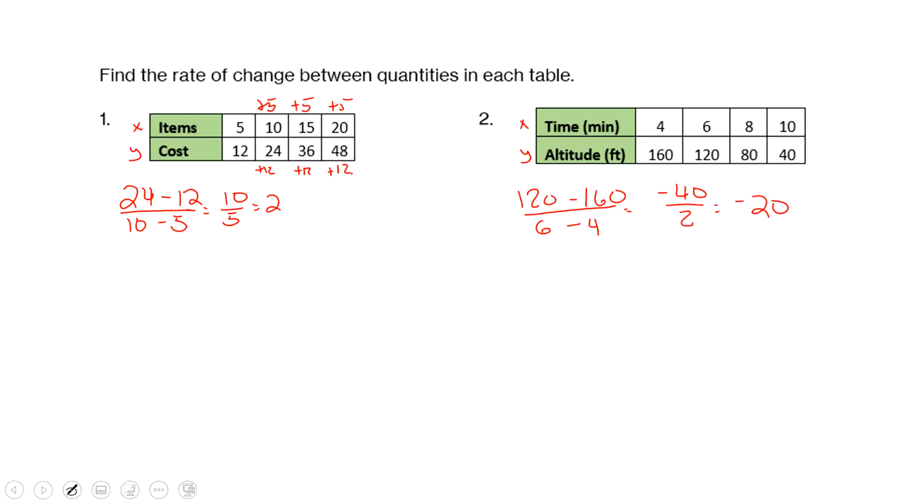Okay. Second one again, I got plus 2, plus 2, plus 2, minus 40, minus 40, minus 40. So again, I can see my x is going up 2 every time. My y is going down 40 every time. So again, constant rate of change. I had done that incorrectly when I put the answers in there. So that's what you're looking to do.